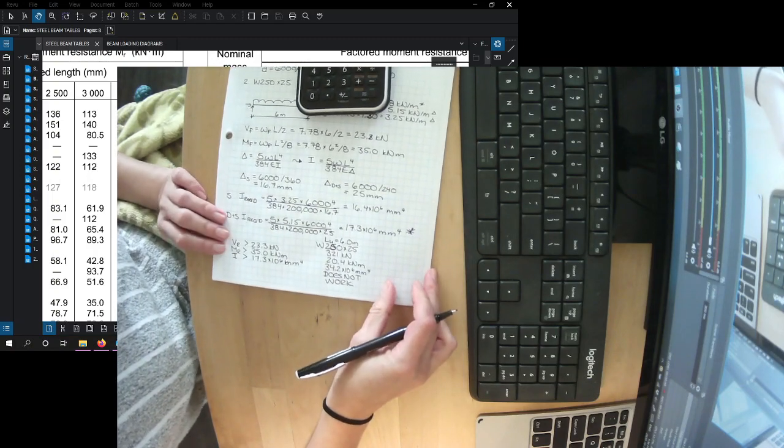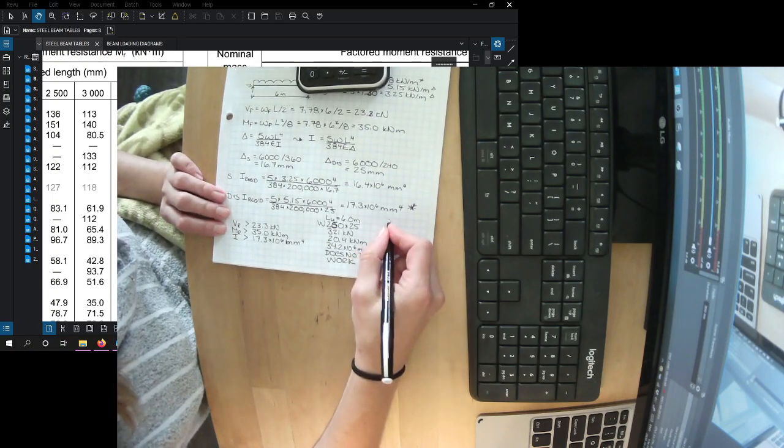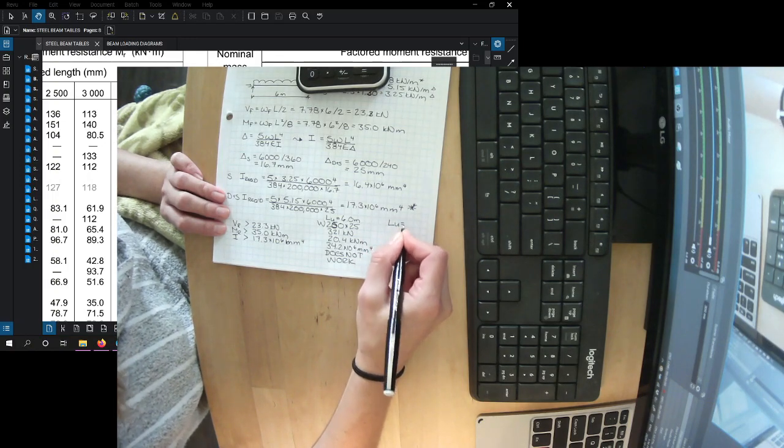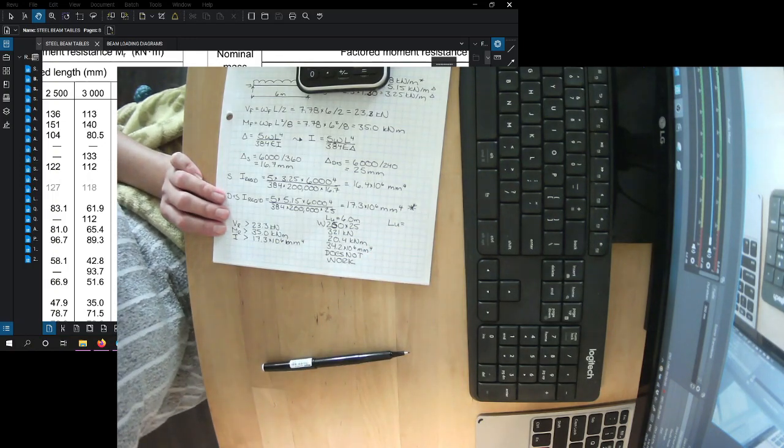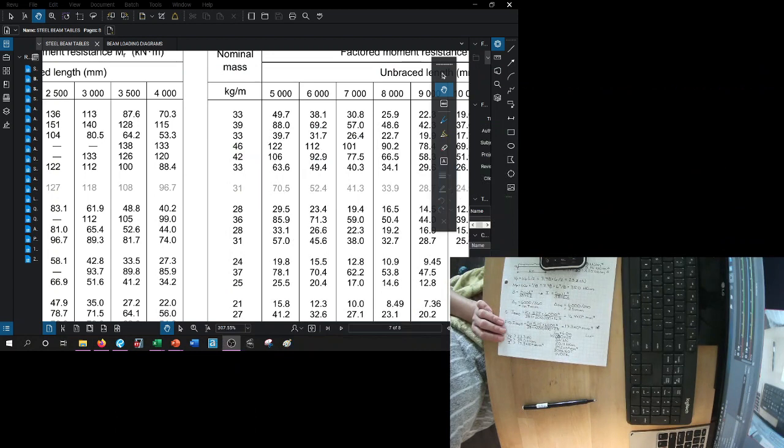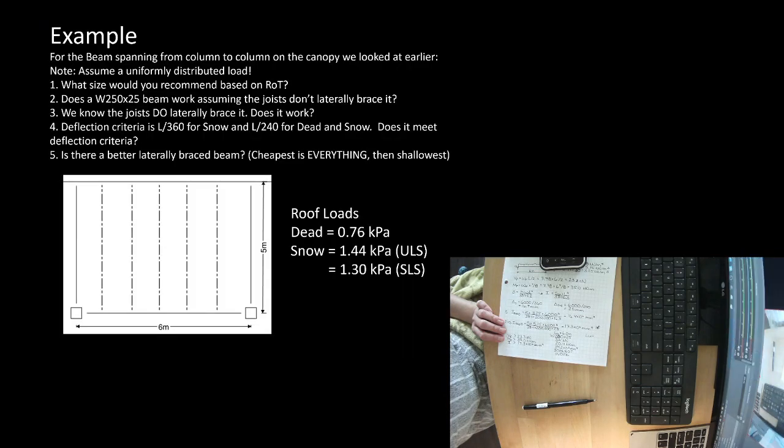The other thing they asked us is, does it work if it is braced by the joist? So let's just take a look here at what that would mean. Let's see what its unbraced length would be then.